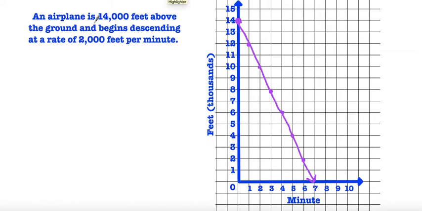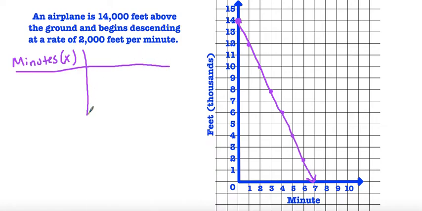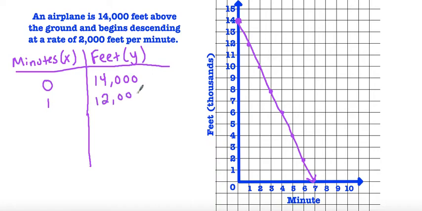Okay, so a couple of things that we could have also done is we could have made a table. Minutes, which is our x, and feet, which is our y. And at 0 minutes, it's at 14,000 feet. At 1 minute, well, after 1 minute, it's at 12,000 feet. And then so on.